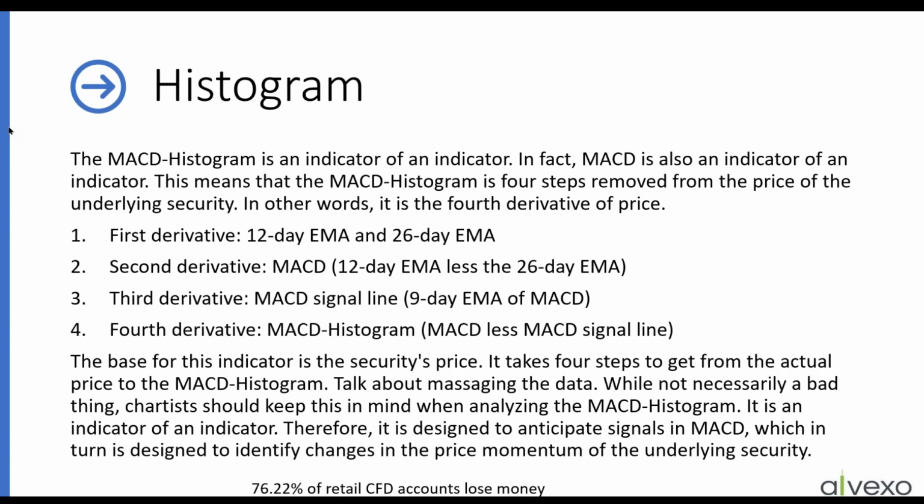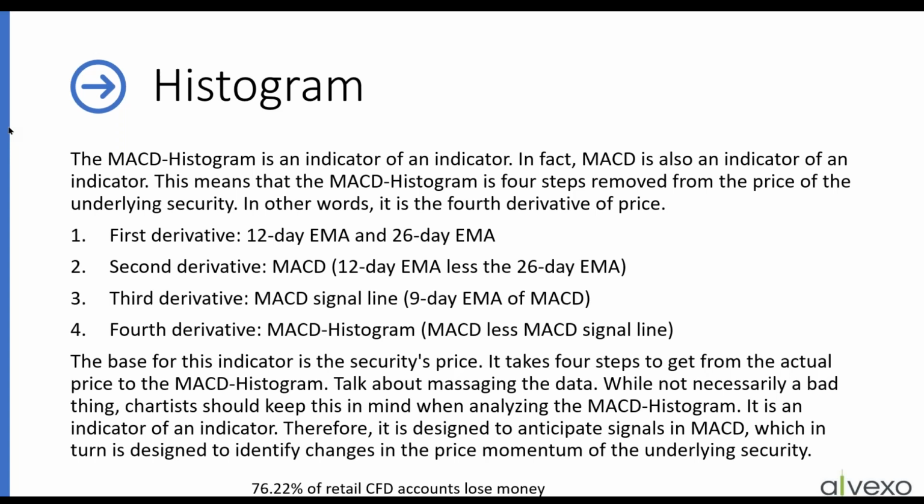So our first derivative is the 12-day EMA and the 26-day EMA. The second derivative from price becomes the MACD line, which is the 12-day EMA minus the 26-day EMA. The third derivative is the MACD signal line. Remember the orange line that crossed over the blue line? That's the 9-day EMA of the MACD line. And the fourth derivative is the histogram, which is a depiction of the MACD less the MACD signal line. Oh, that's a lot to say, isn't it?